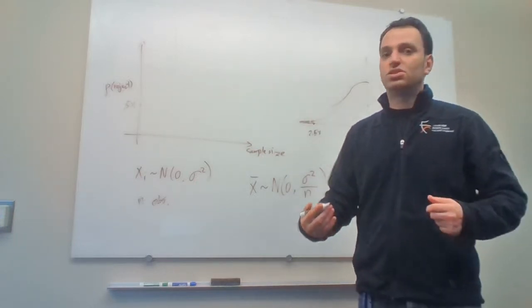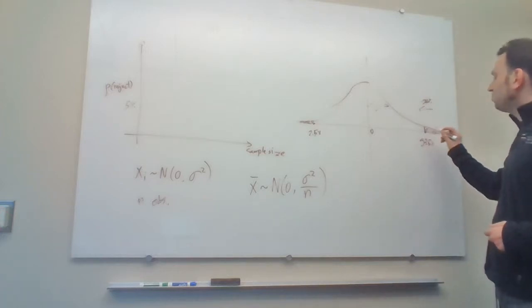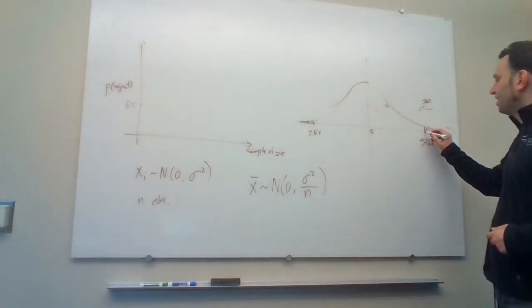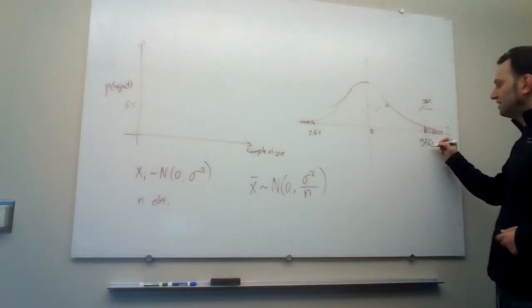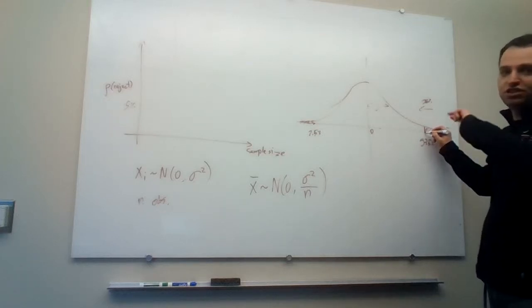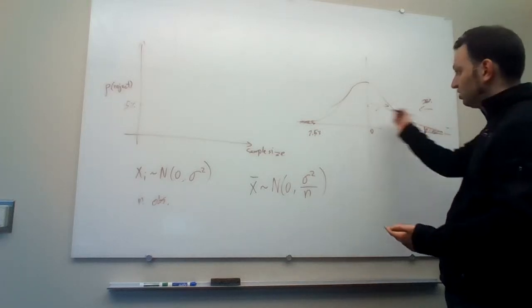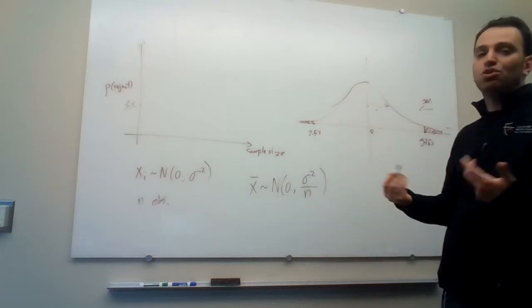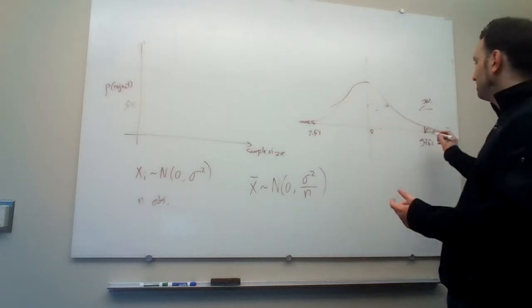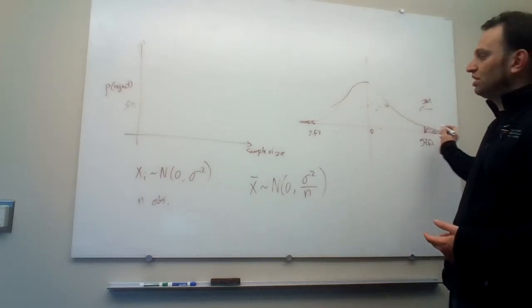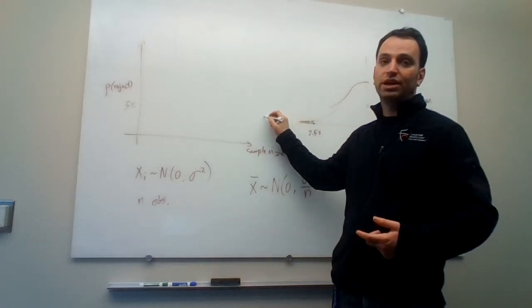Okay. So if you get an observation right here, where 97.5% of the observations under the null hypothesis would be below this observation, then the p-value would be exactly 5%, because there is 2.5% going this way and 2.5% going that way.